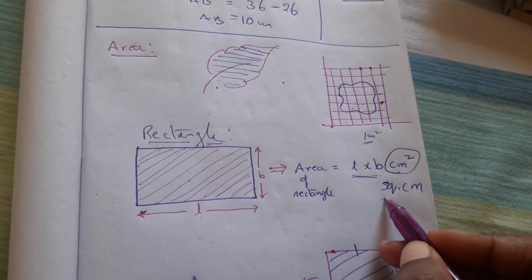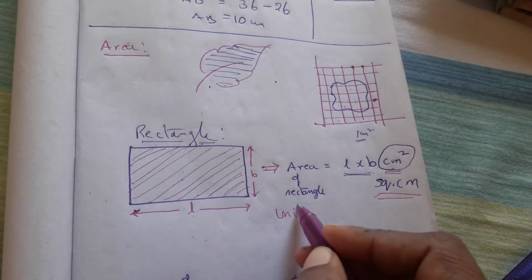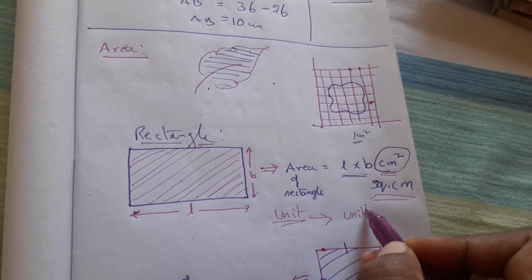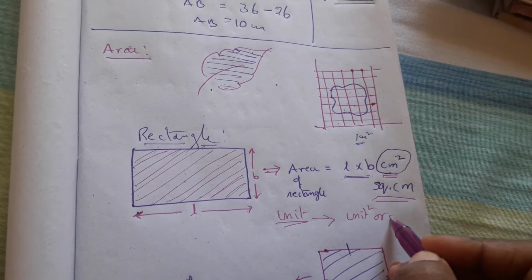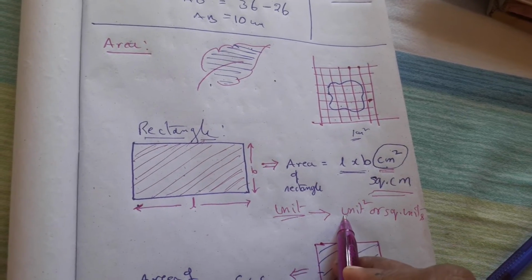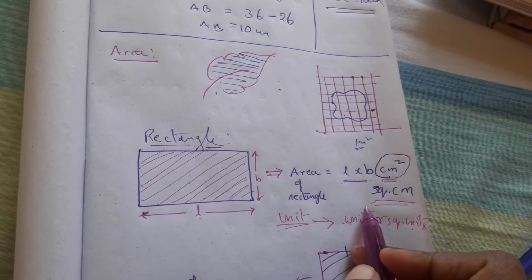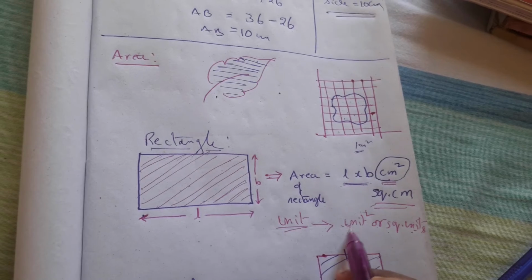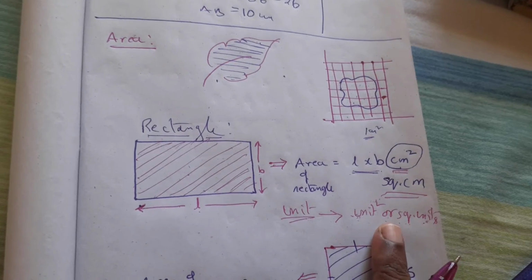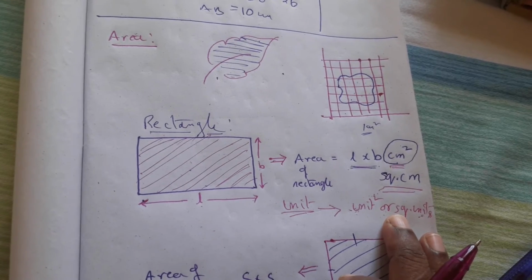Anything can be written here, because if it is asked in centimeters, then this, or if it is asked in meters, then unit square. Sometimes only square units. Now in place of unit, if meter is given, meter square or square meters. If kilometer is given, kilometer square or square kilometer. If millimeter is given, millimeter square or square millimeters. This is how you will write the unit for area. The unit for any area is always unit square or square units.